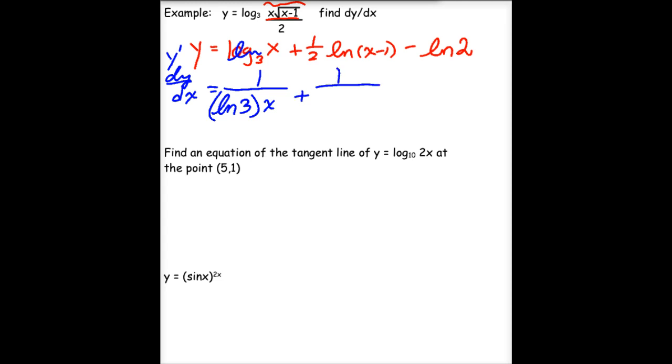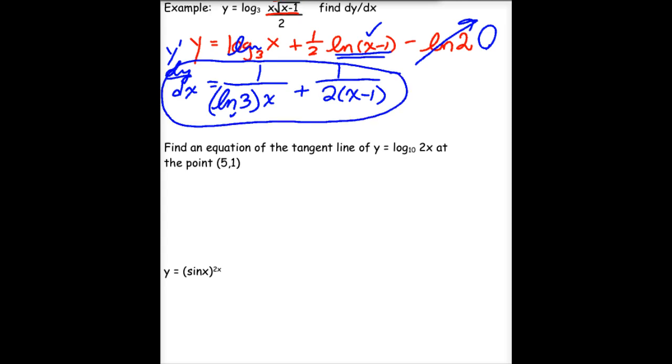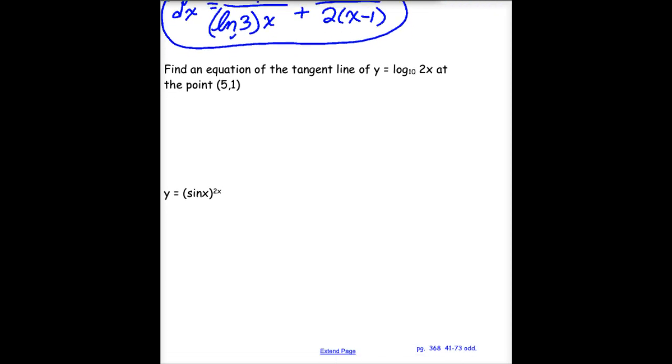Plus, I've got 1/2. Natural log's derivative is 1 over x. It's actually 1 over ln e, but ln e is 1. So, I digress. 1 over x minus 1 times the derivative of u, which is just 1. And then last, ln 2 is a constant. The derivative of constants is 0. So right over here is a beautiful expression for the derivative of my big ugly function.